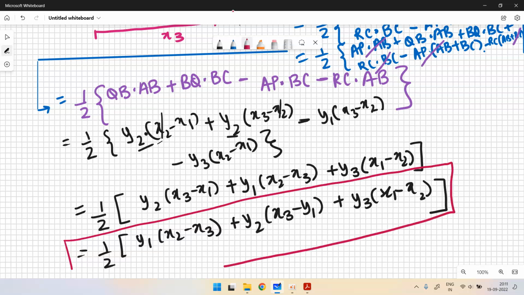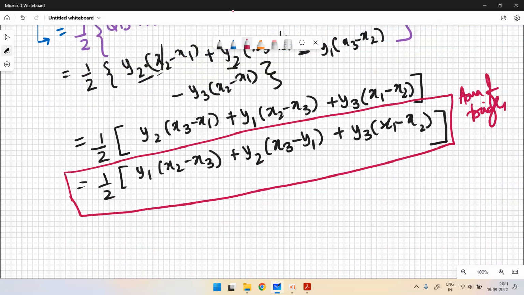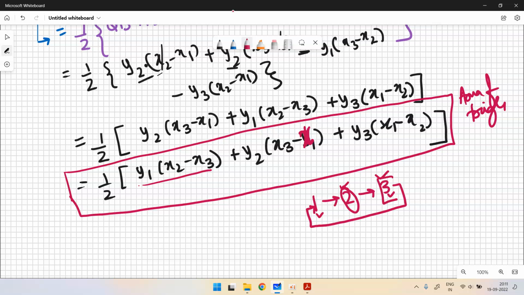This is called area, used to calculate the area of a triangle. How to remember this? Remember 1, then 2, then 3, then again 1, 2. If there is y1, next we multiply x2 minus x3. Then y2 and next x3 minus x1. Next is y3, then x1 minus x2.